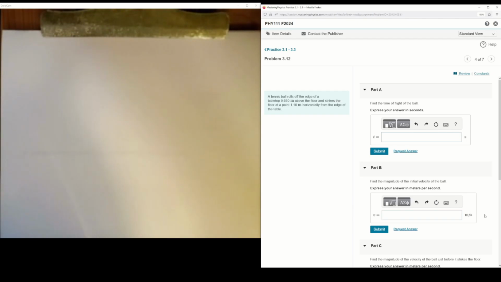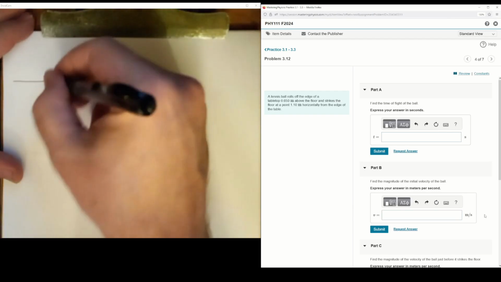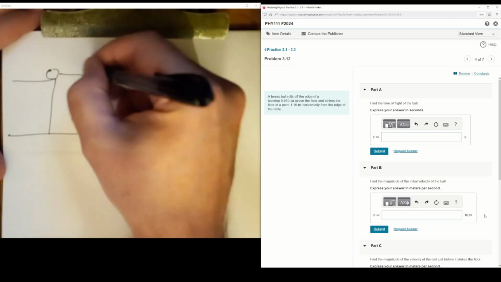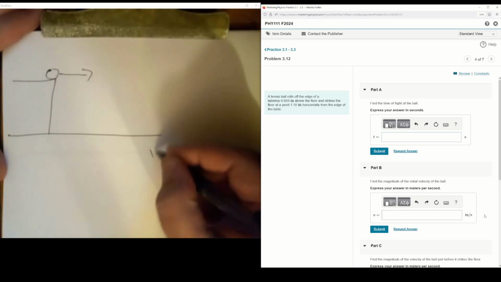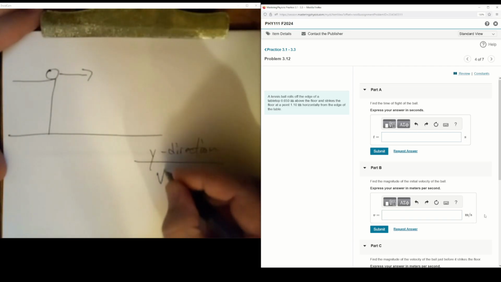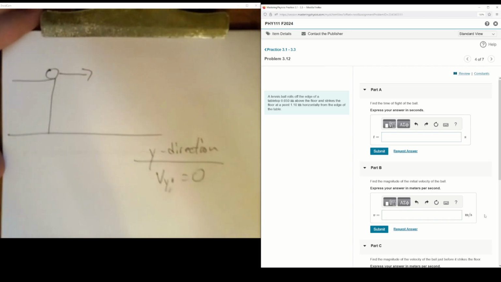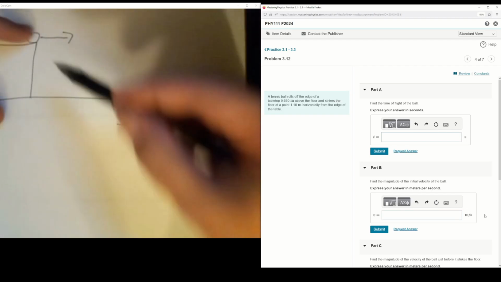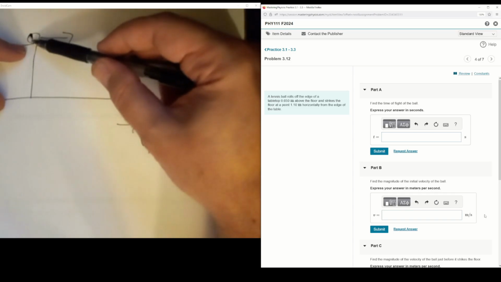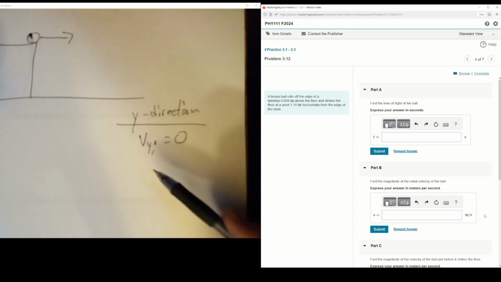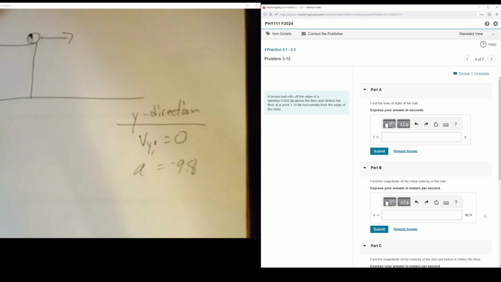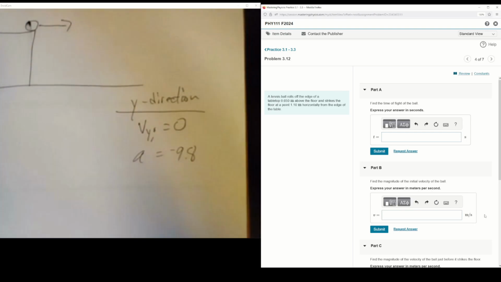A tennis ball rolls off the edge of a table. All right? So here's our tennis ball rolling off the edge of a table. So rolling off tells us something right off the bat. It tells us the initial velocity in the y direction is 0 because it's just rolling off. We're not throwing the ball down. We're not throwing it up. The ball is just going to roll off the table, which means its initial velocity in the y direction is 0. We also know the acceleration is due to gravity, minus 9.8, so we can write that in.